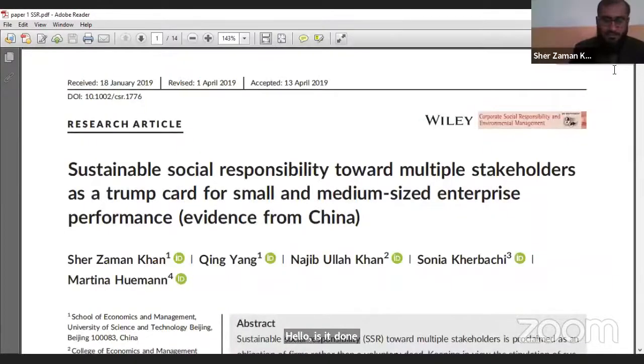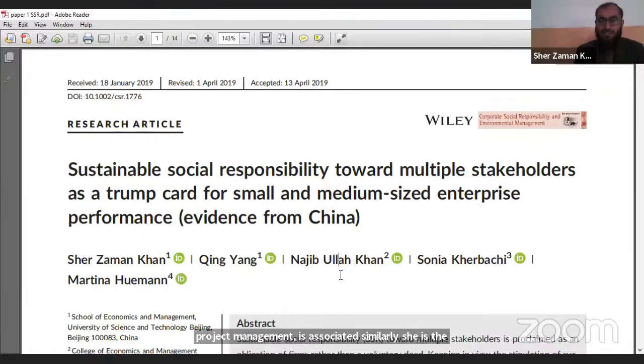One thing I want to share with you, please read the author list of this paper. Khan Chingyang is my respectable professor, PhD supervisor. This is also one of the authors. The third one is from Pakistan. The fourth one is from Algeria, Sonia Kherbachi, she was my senior. And the fifth one is Martina Humane. She is from Austria, and she is the president of the International Project Management Association. Similarly, she is the chief editor of the International Journal of Project Management.